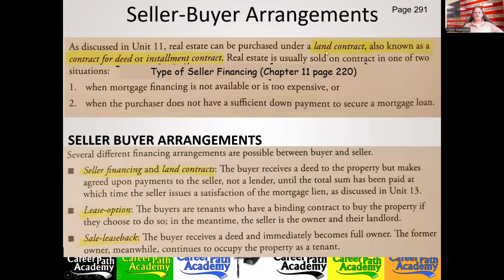And so here's where we just have the notes on page 291 for land contract, also known as a contract for deed or installment sales contract. It's a type of seller financing. We went over it in chapter 11 on page 220.